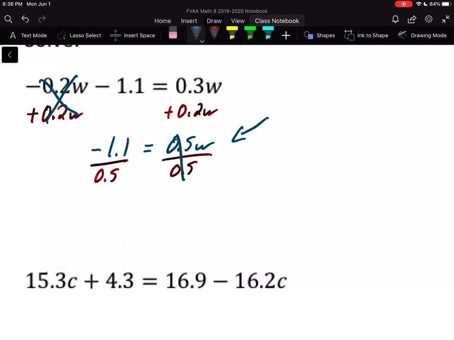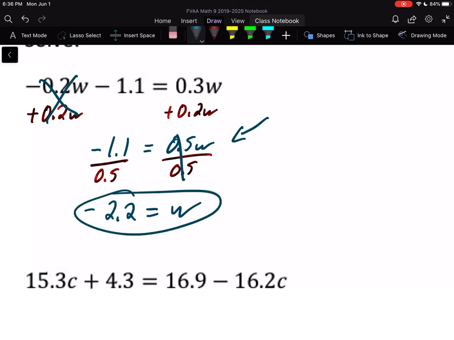So, 0.5 divided by 0.5 is 1. 1 times w is w, so I essentially have canceled out the 0.5. And then negative 1.1 divided by 0.5 is negative 2.2.